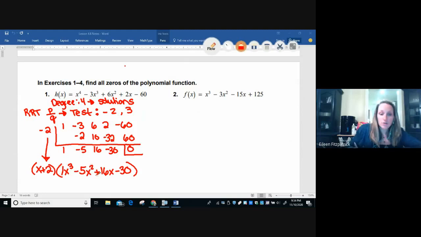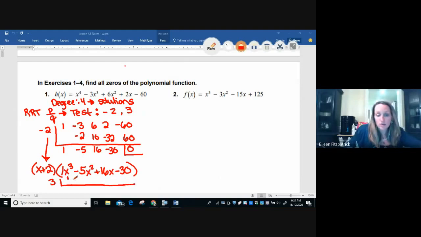Now there are 1, 2, 3, 4 terms. You could try to factor by grouping. It doesn't look like it's going to work. So if it's not going to work, do synthetic division again. You already used -2, but you can use 3 now. So I'm going to set up synthetic division. I'm using 3, and I'm going to try to fit it here.